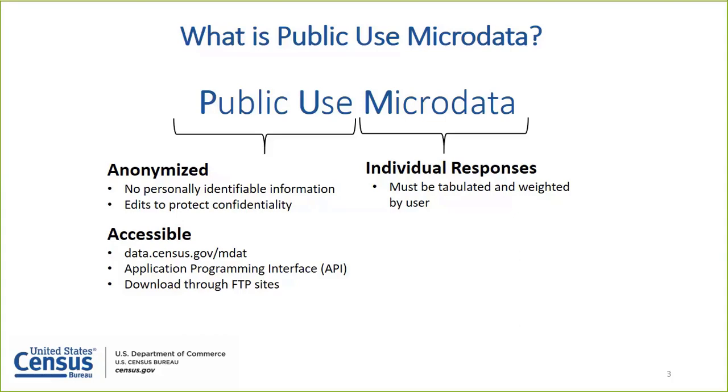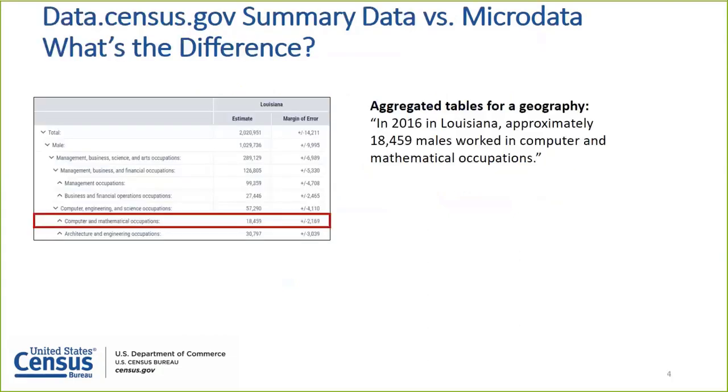And then when we say microdata, what that means is it's a set of individual responses. So in order to make a table out of it, you have to tabulate the data yourself, and it needs to be weighted by the user. When you're working through data.census.gov/MDAT, it's going to automatically pull in the appropriate weight for you.